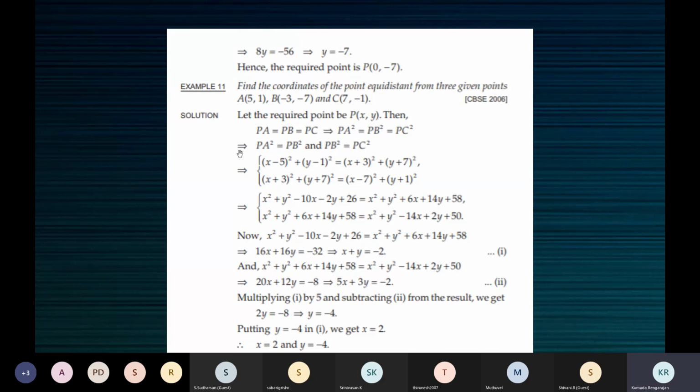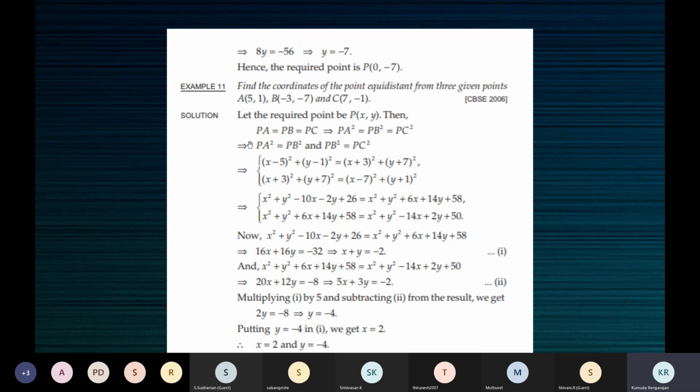So let's work this. PA square is equal to PB square. How do you find PA square, children? P is x comma y. So x minus 5 the whole square plus y minus 1 the whole square is PA square. So now you're comfortable, children. So you can find PB square. Work this and tell me the equation, please.